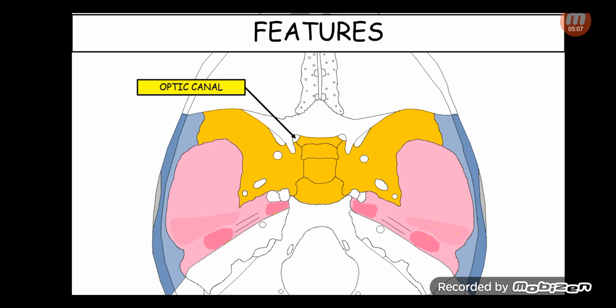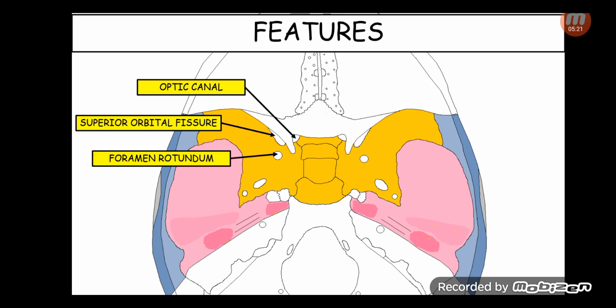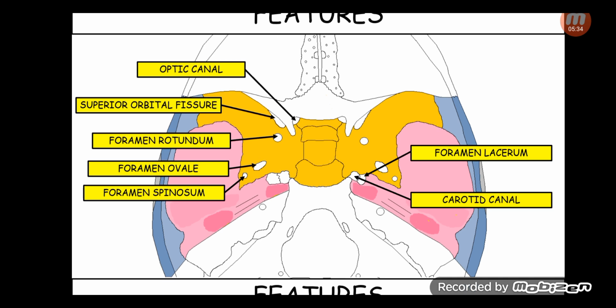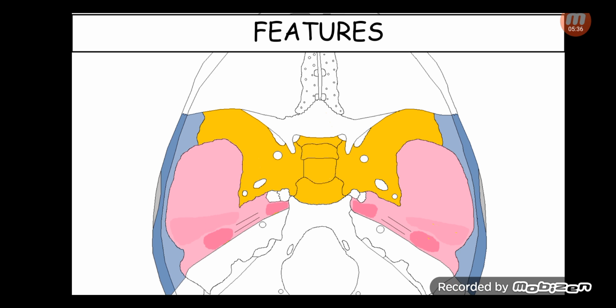We can see some of the canals in the middle cranial fossa, as it is a very important area for canals or foramens. The first canal or foramen is optic canal. The second is superior orbital fissure. Third is foramen rotundum. Then we can see foramen ovale and foramen spinosum, and we can also see foramen lacerum in the middle cranial fossa and carotid canal. For a detailed video, you can visit the exclusive video for the middle cranial fossa.